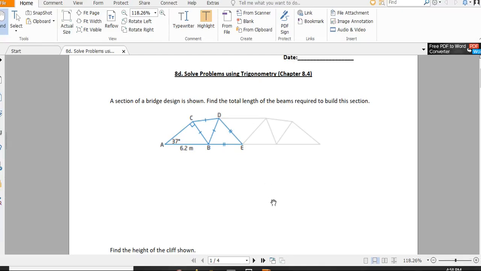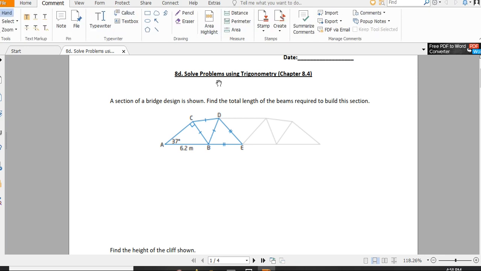Alright guys, welcome to the very last lesson, 8D, solving problems using trigonometry. Here is where you should be able to answer any questions involving triangles using either SOHCAHTOA, sine law, or cosine law. So let's take a look.